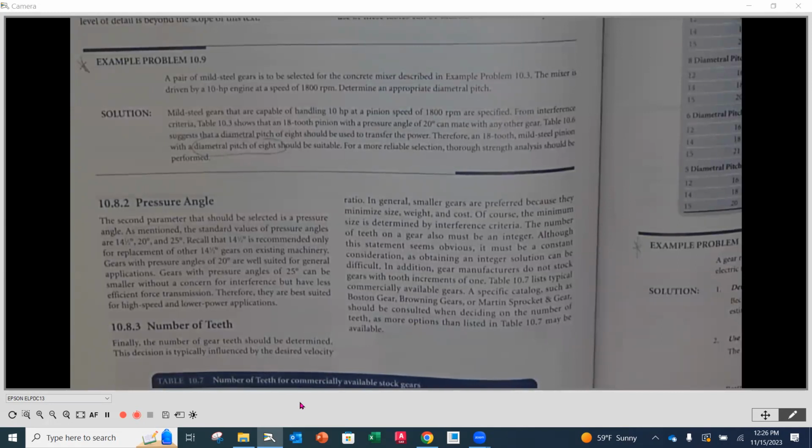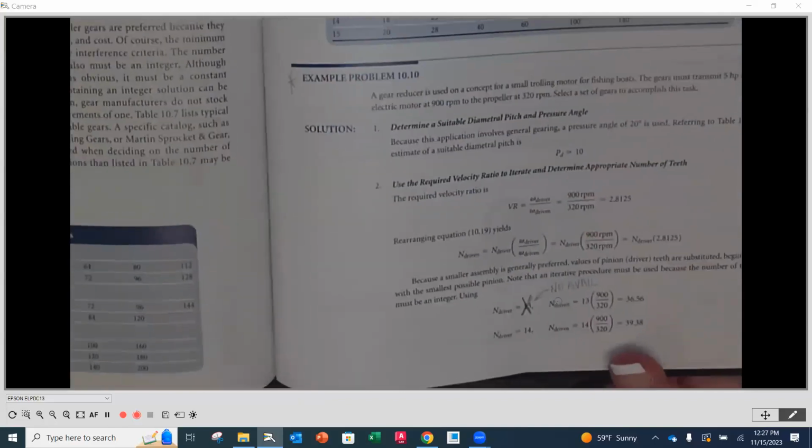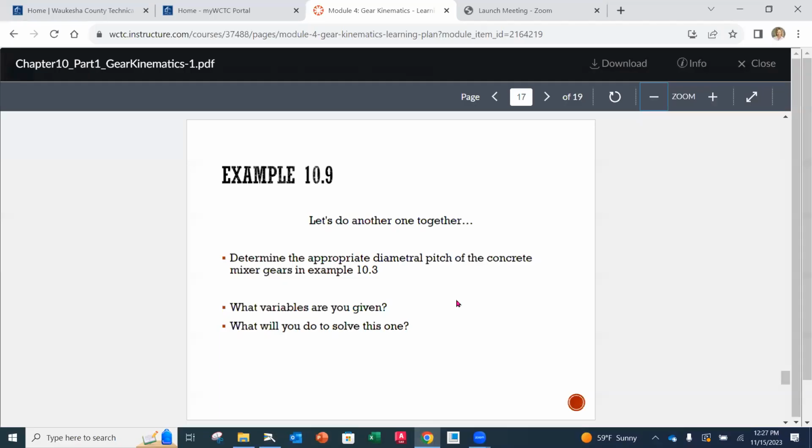But in kinematics, we stop here with the number of teeth, diametral pitch, and the pressure angle. So the diametral pitch in this pair was 8. The number of teeth was picked back in that example 10.3, and then the horsepower for the application is going to be in there too. Any questions? All right. Then the next example we're going to look at is going to be example 10.10. I believe that's exactly next.